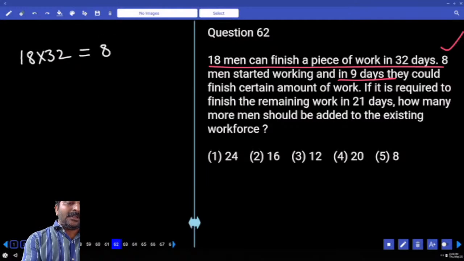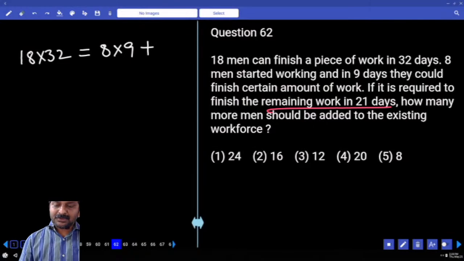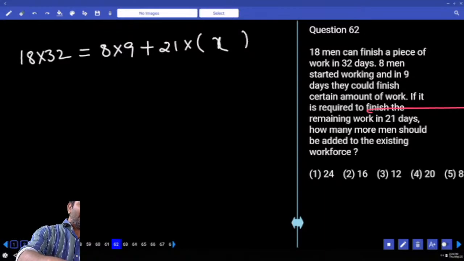Now, this total work is done in 2 parts. Already 8 men started and they worked for 9 days, and the remaining work. To complete the remaining work, how many days do we have? So now, to complete this work in 21 days, how many members are required? If that's the question, we can directly write X. But the question is how many more people are required? Already how many people are there? 8 people. So to the existing force, let us assume we are adding X more people.